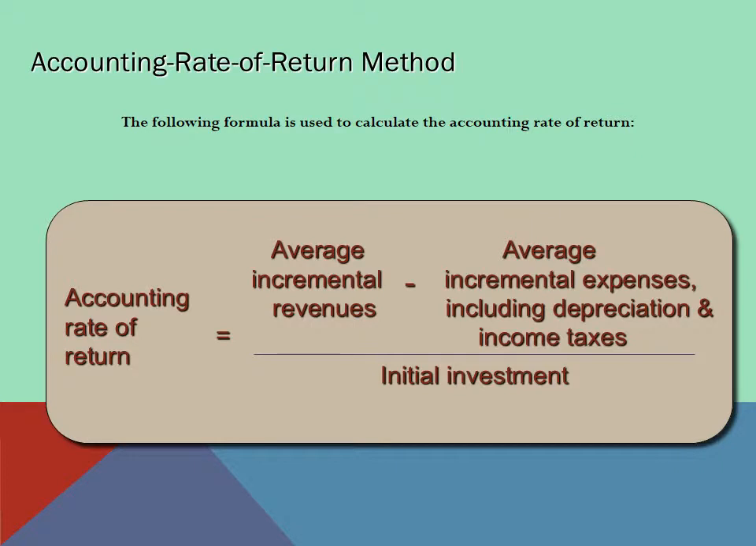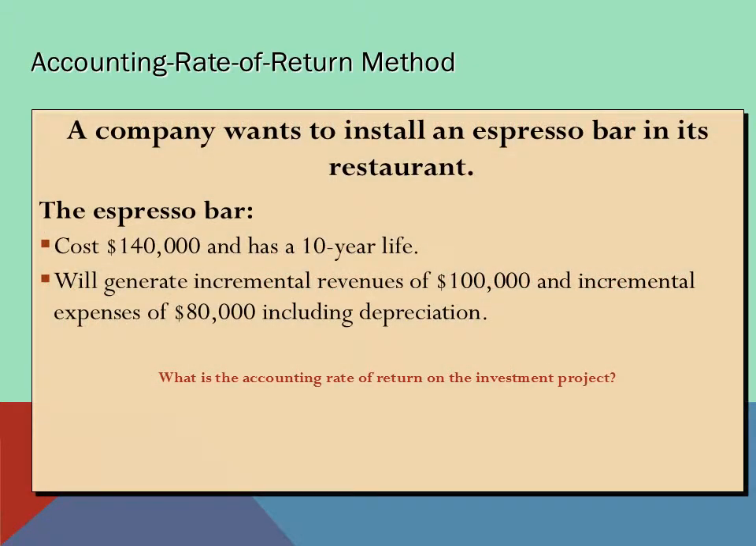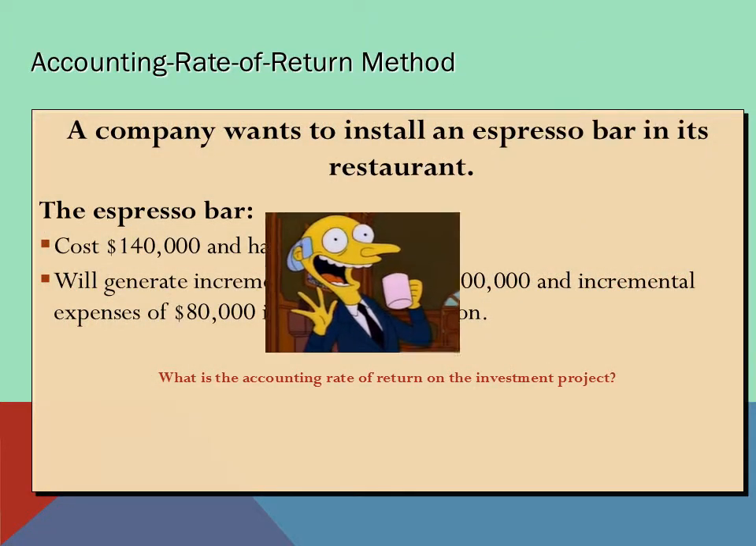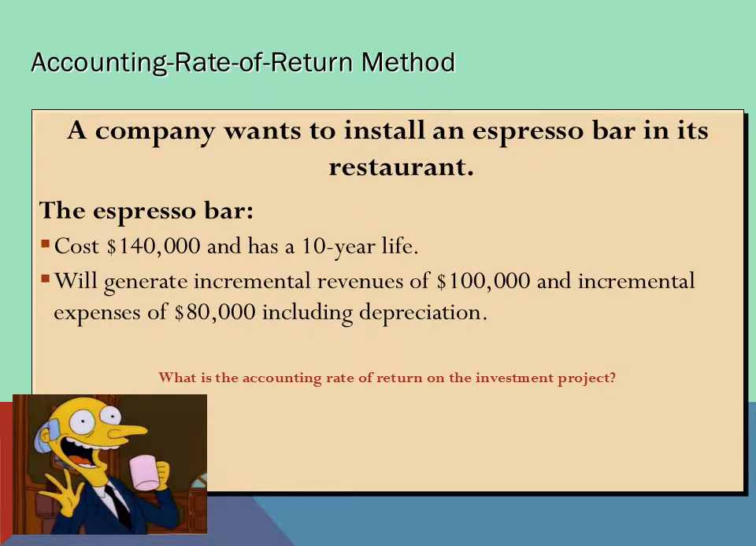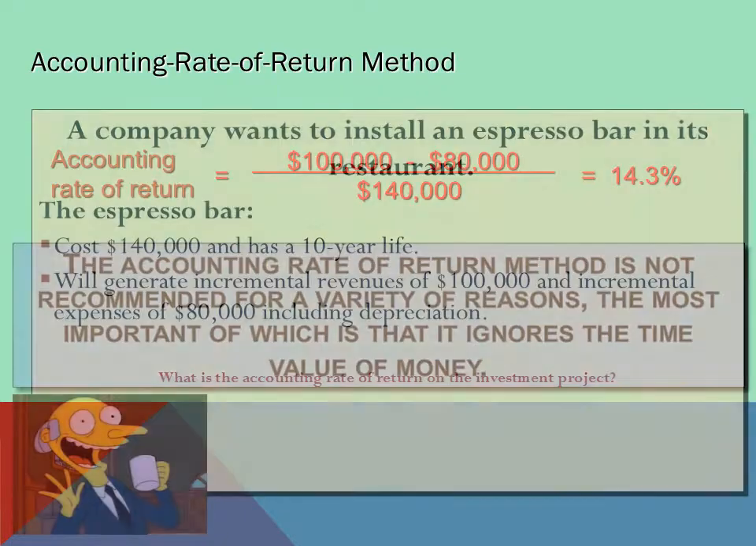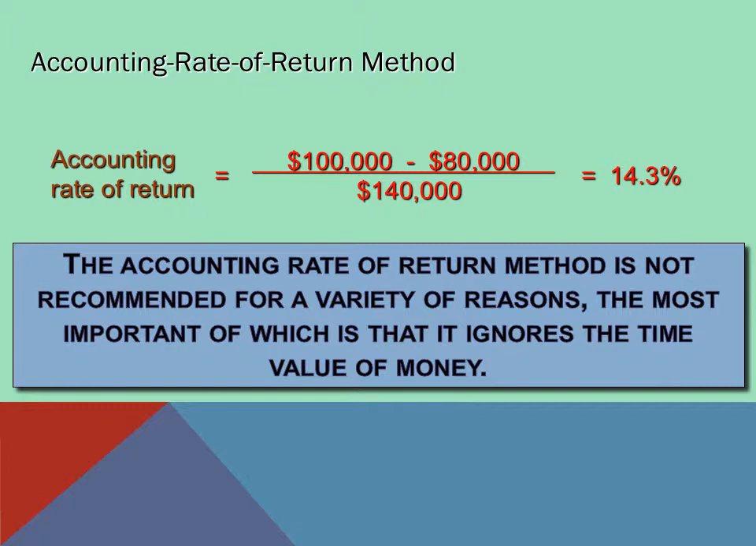Cash flow methods of investment analysis focus on cash flow and incorporate the time value of money. The accounting rate of return method focuses on the incremental accounting income that results from a project. Accounting income is based on accrual accounting procedures. The formula shown on the slide is used to compute the accounting rate of return on an investment project. Myers is considering installing an espresso bar. It will cost $140,000 and have a 10-year life, generating incremental revenues of $100,000 and incremental expenses of $80,000. Accounting rate of return is 14.3%.